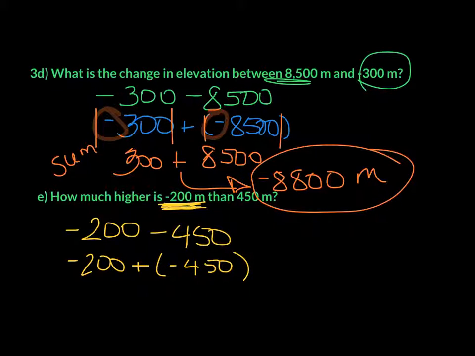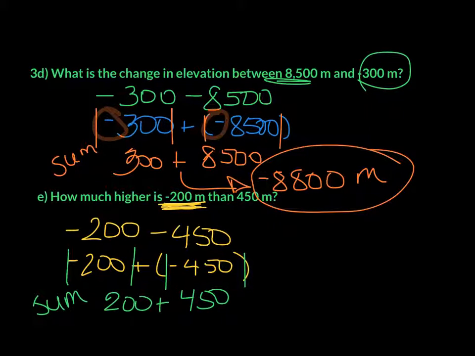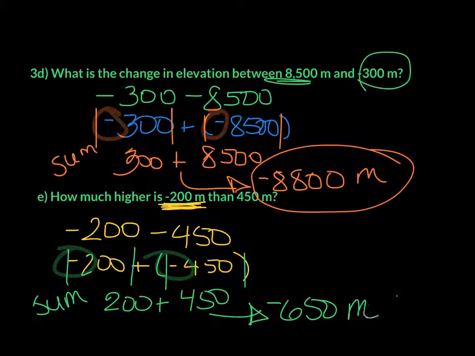And now my signs are the same. Find the sum. So absolute value of both. Absolute value of negative 200 is 200. Absolute value of negative 450 is 450. Finding the sum, 200 plus 450 is, of course, 650. My original signs were both negative, so therefore my answer is negative 650 meters.